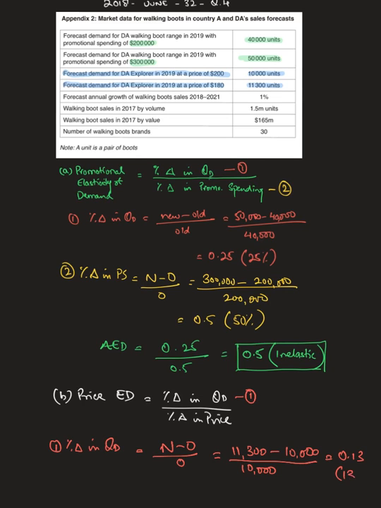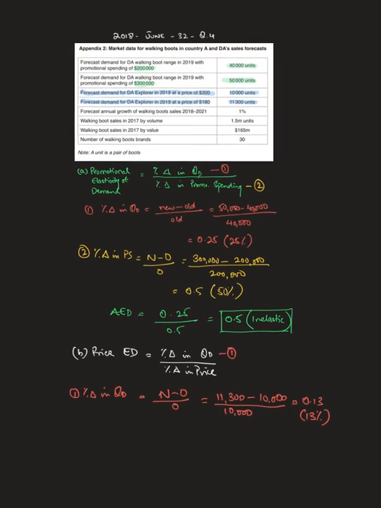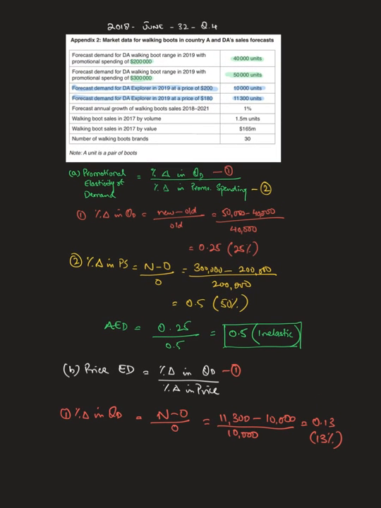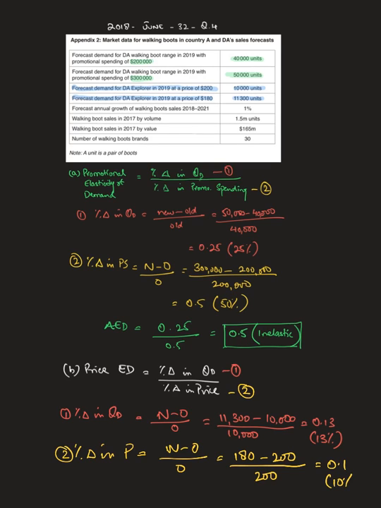And this gives you a figure of 0.13 or 13%. Sorry if it's getting a little small to see, but I'm just trying to fit it all in one. Percentage change in price is again new minus old divided by old. So the new price is 180 minus 200, divided by 200. Remember, in PED we ignore the minus sign, so this becomes 0.1 or 10%.